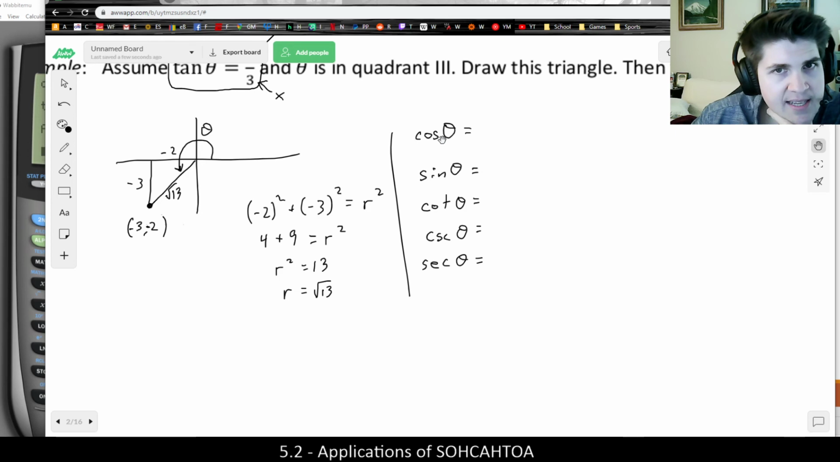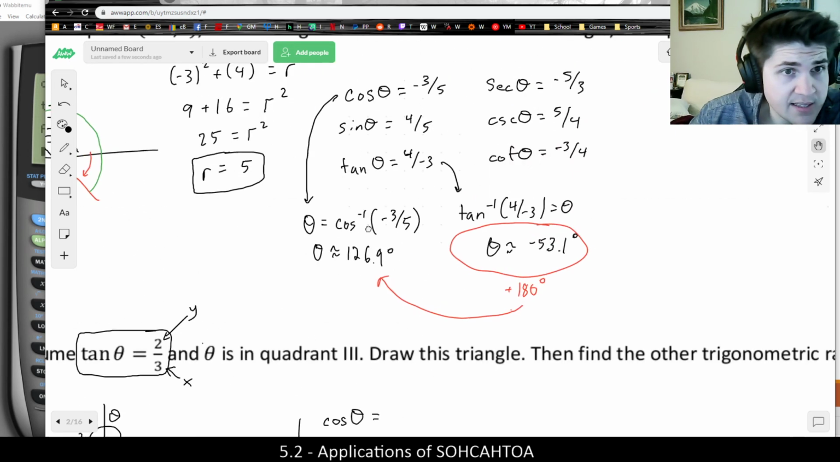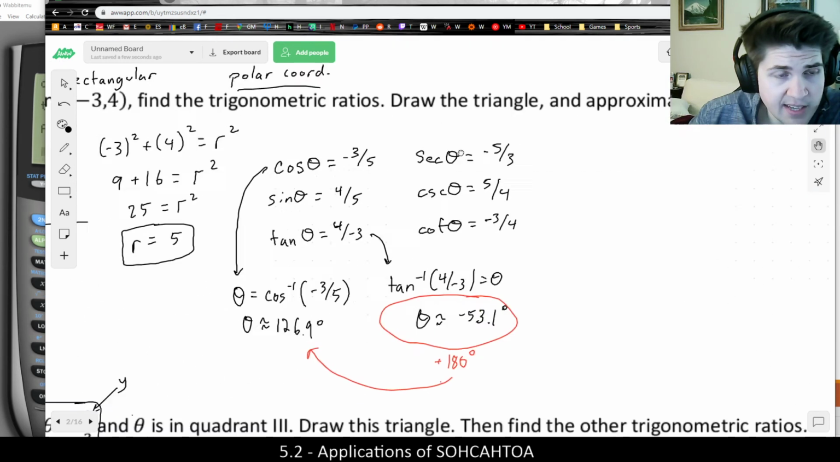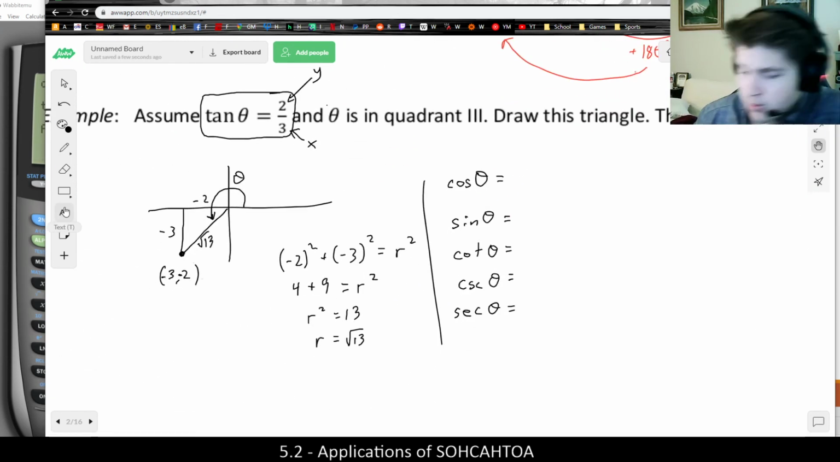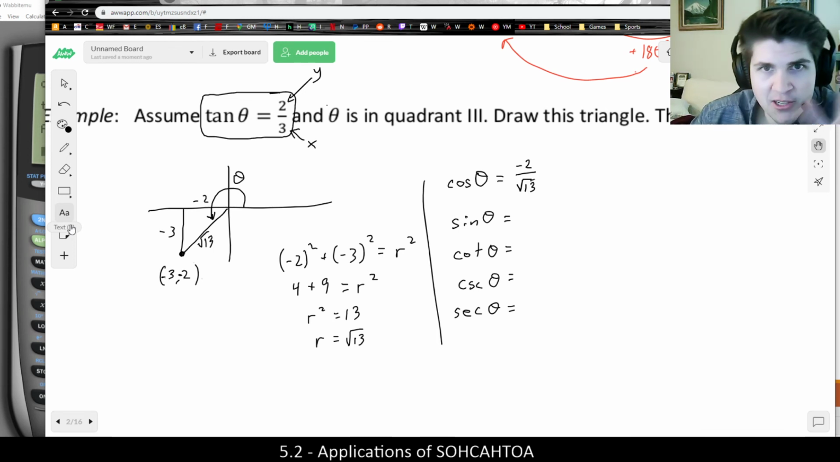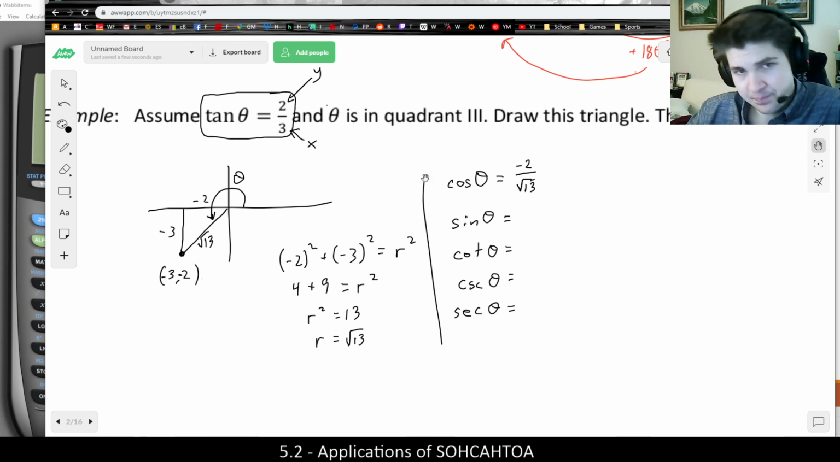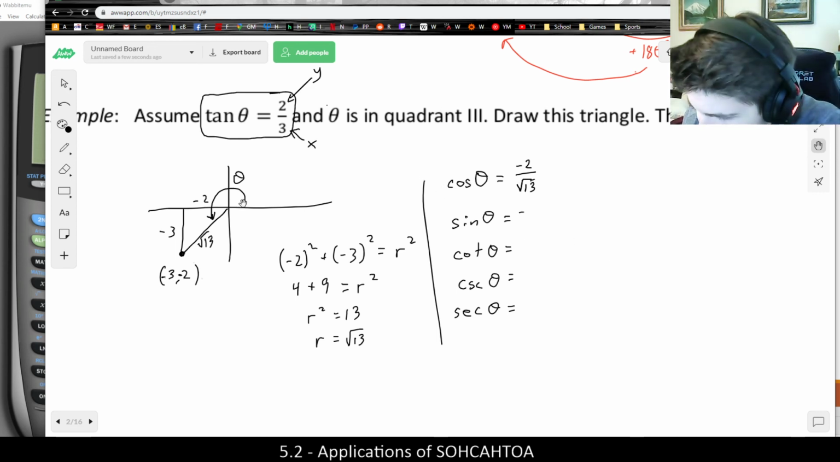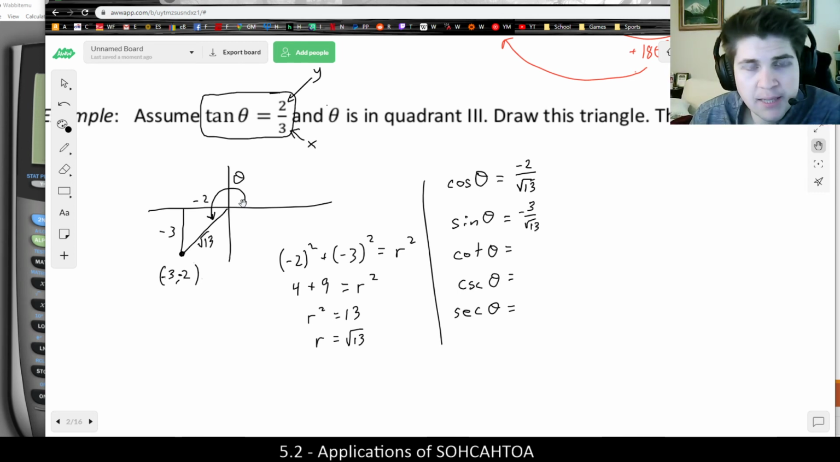But basically, the cosine is, well, you could use SOHCAHTOA, because SOHCAHTOA is the same as this, or you just use the fact cosine is x over r. Cosine is -2 over root 13. But the thing about using SOHCAHTOA is you might miss the fact that cosine should be negative in quadrant 3, because if we're in quadrant 3, we're to the left, cosine's got to be negative. And notice that if I actually draw the triangle, I can see that. But if I just use this information and I don't notice that it's in quadrant 3, I might overlook that. The sine of theta is opposite over hypotenuse, and so, again, negative because we're in quadrant 3.